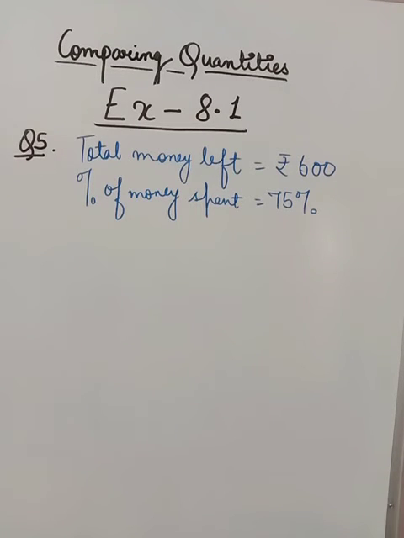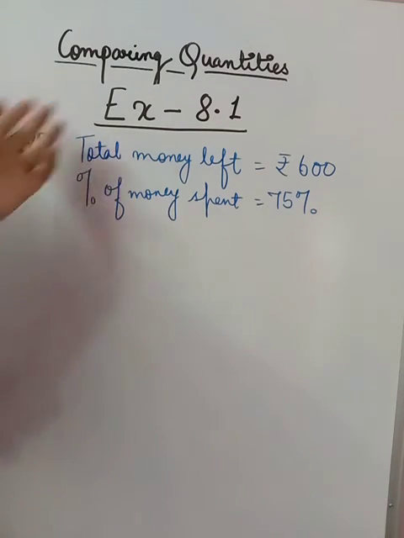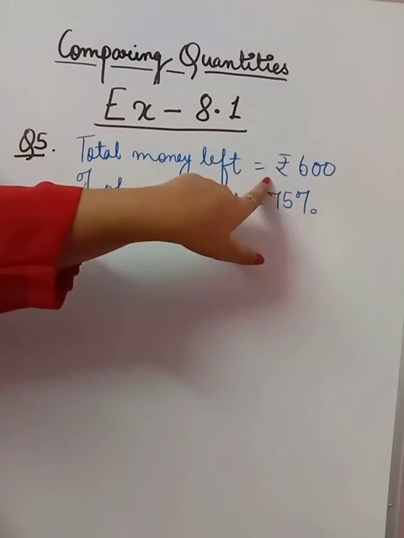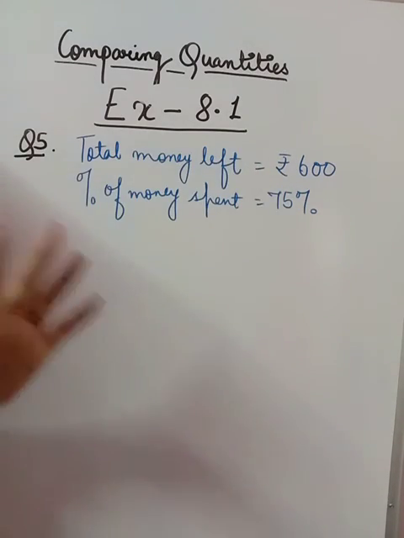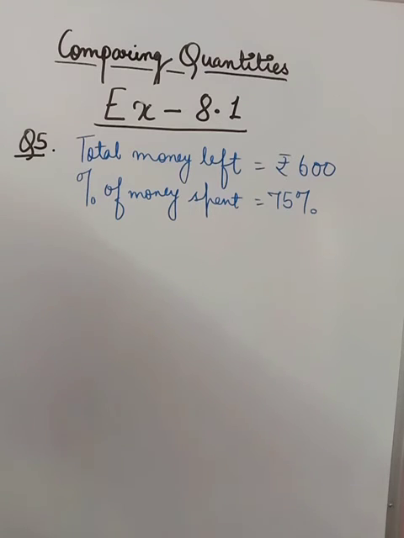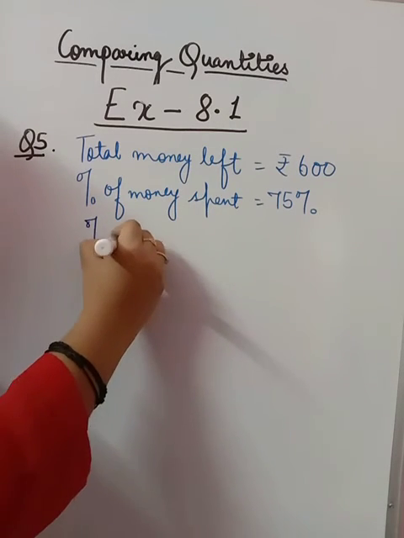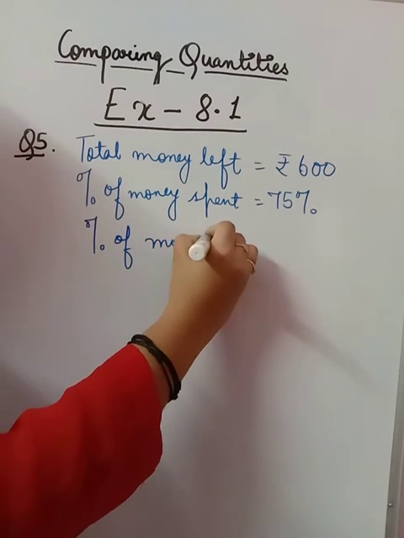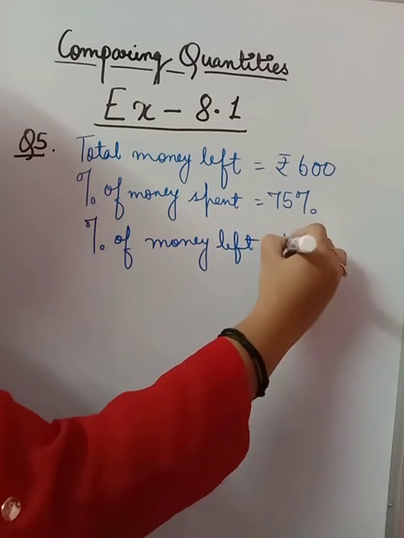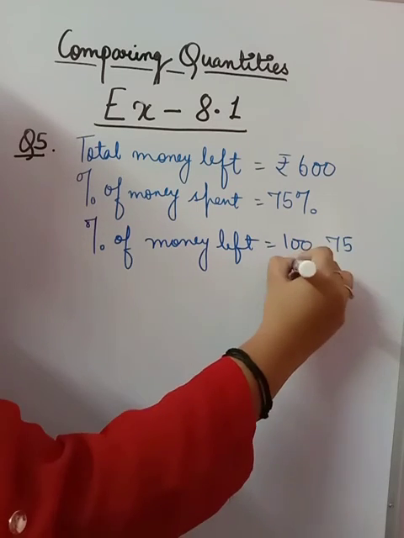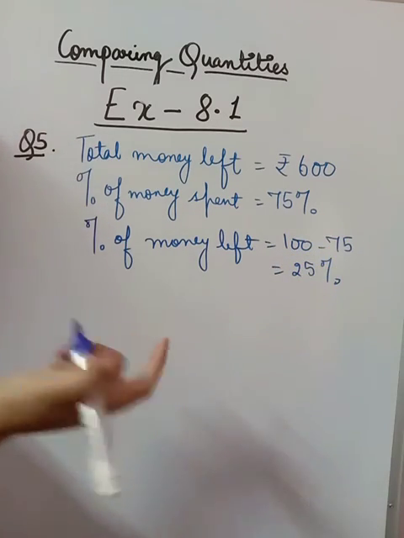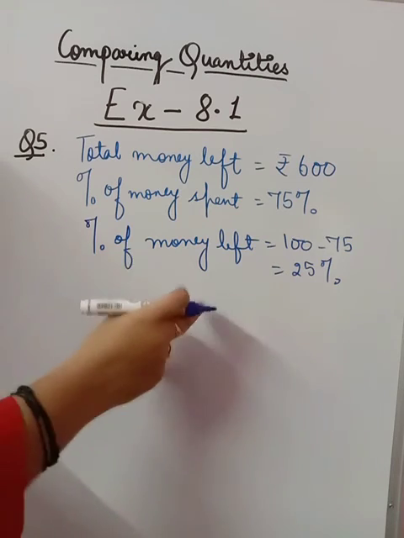In question number 5, it is given that Chameli had rupees 600 left after spending 75% of the money. We have to find out the initial amount of money that she used to have. For example, it is given that the money left after spending 75% is 600. That is 600 is left, that is it is saved. So if 75% of money is spent, how much percent of money is left? It will be equal to 100 minus 75, that is 25%. 25% of the total money is left with Chameli, which is equals to 600.